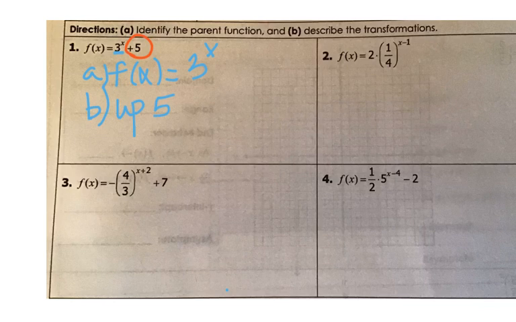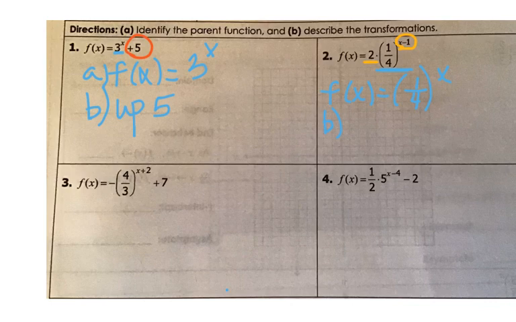Okay, so let's look at number 2. Again, we're looking at our parent function first. Our parent function is the 1/4 to the x power. That's our parent function. That's what we start with. Now, describe the transformations. We have 2 different transformations happening here. We have it being multiplied by 2, and we have it being subtracted 1 in the exponent. It doesn't matter which one that you write first.